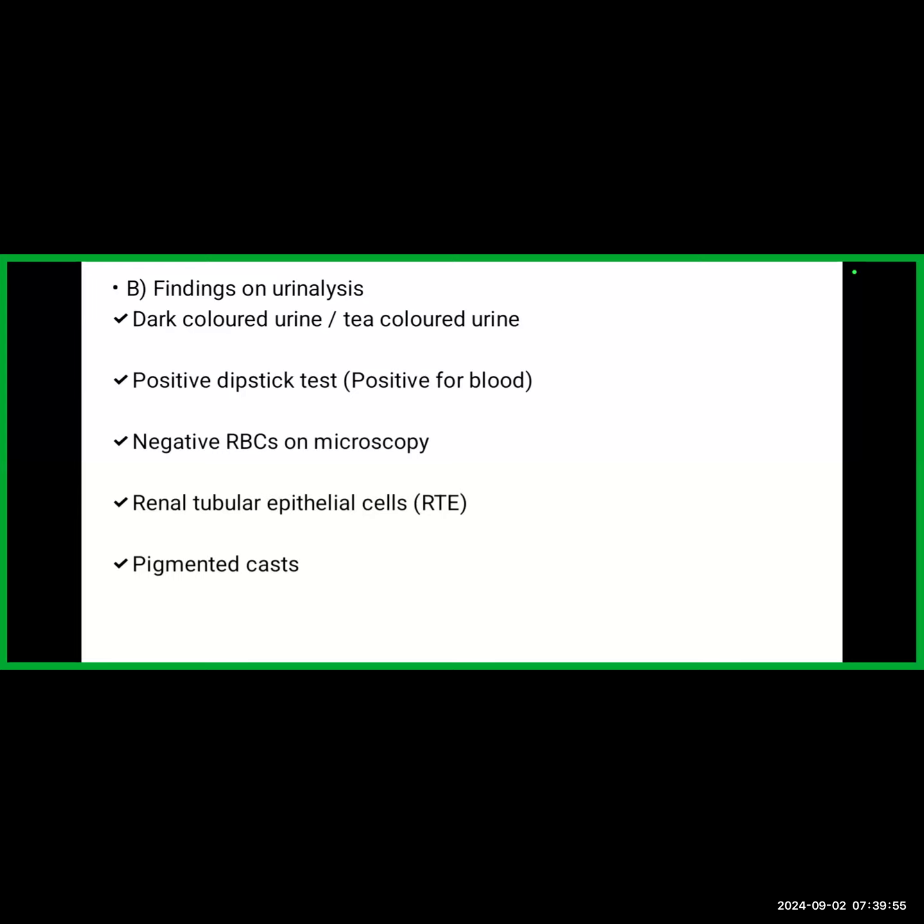Like I said, the myoglobin combined with the Tamm-Horsfall protein will cause this cast. And the renal tubular epithelial cells can also be found on urine microscopy. Next, please.